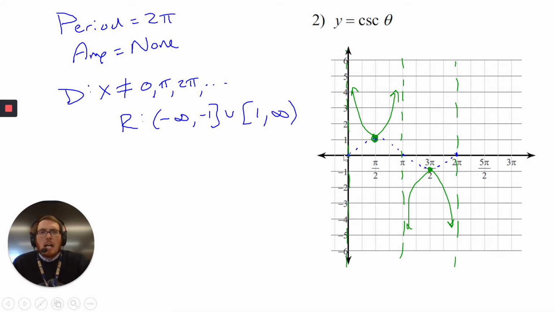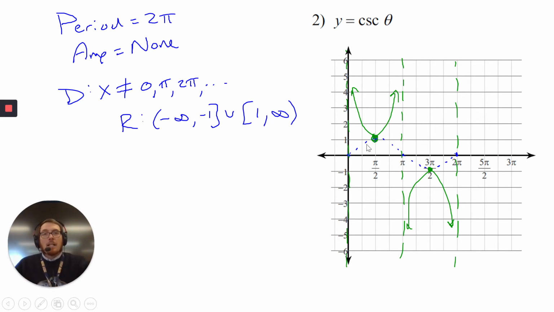I'm going to use those dots that I had before at 0, pi over 2 at 1, back at 0 at pi, negative 1 at 3 pi over 2, and back to 0. And then I'm going to take everything and flip it. Well, the important thing is any spot where sine was 0, if you flip it, that makes instead of 0 over 1, it makes it 1 over 0. And that's undefined. And so those spots are all going to be vertical asymptotes because you can't divide by 0.